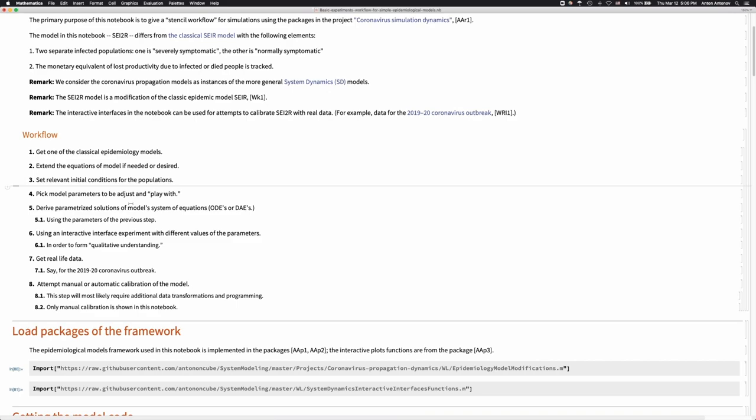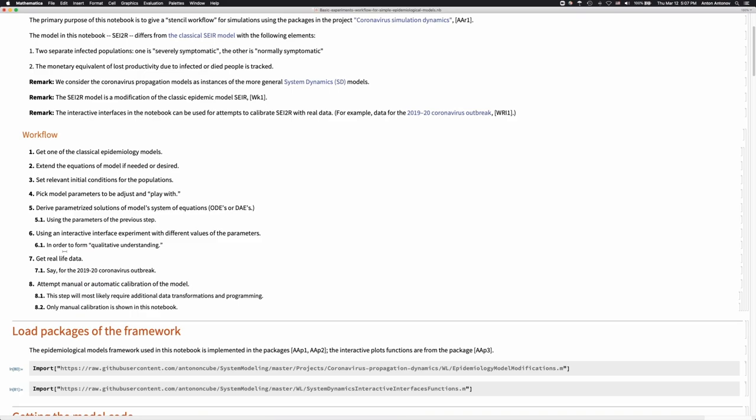With Mathematica, we can derive from the equations we have produced, the ordinary differential equations we have produced for the model, parameterized solutions. This actually is an extremely convenient way of seeing how the solutions are going to change their behavior, especially if we're trying to build up qualitative understanding of the model and the system with the given initial conditions. This is what I'm going to be showing below. Interactive interfaces are very important, because with them we can very quickly see how things are going to be influenced by different parameters.